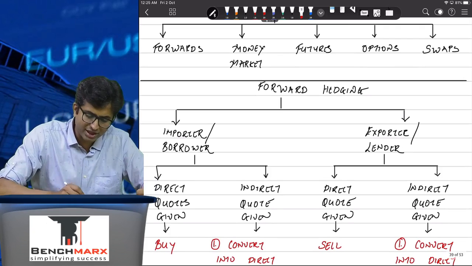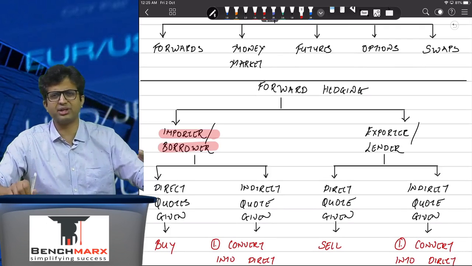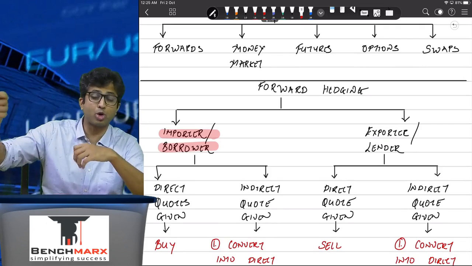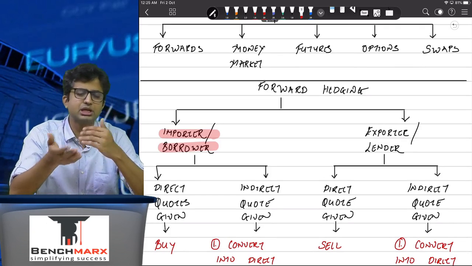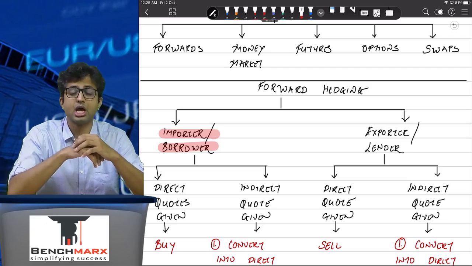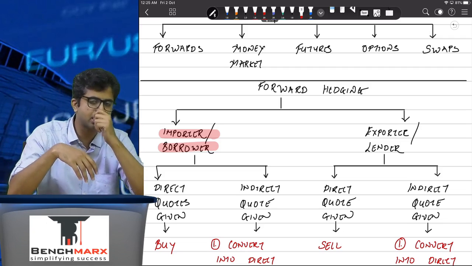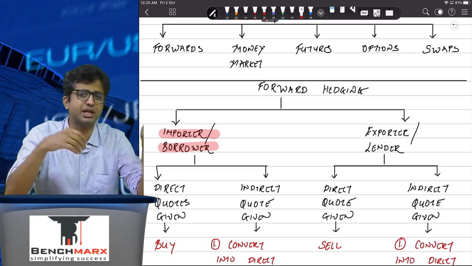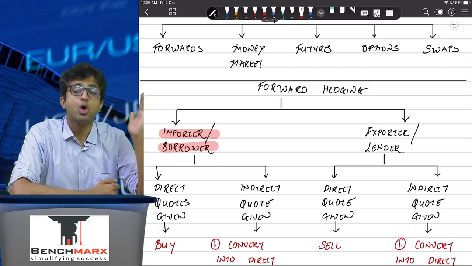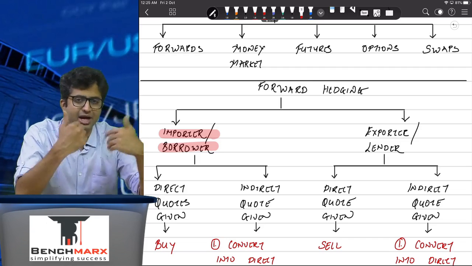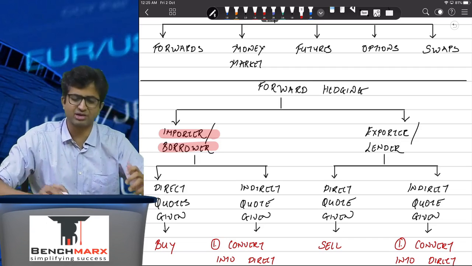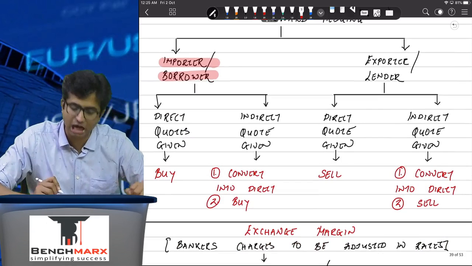Forwards. Well, forward hedging for an importer or a borrower. What does an importer or borrower need to do? An importer or borrower has to repay money. And if it has to repay the money, it has to buy the dollars. It needs to pay the dollars to someone, and hence it will go to the bank to buy the dollars. Well, if the customer, that is the importer, wants to buy the dollars, the banker is selling dollars, and hence the transaction usually happens at the ask rate.